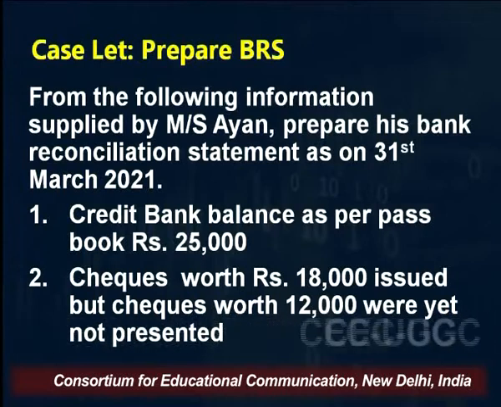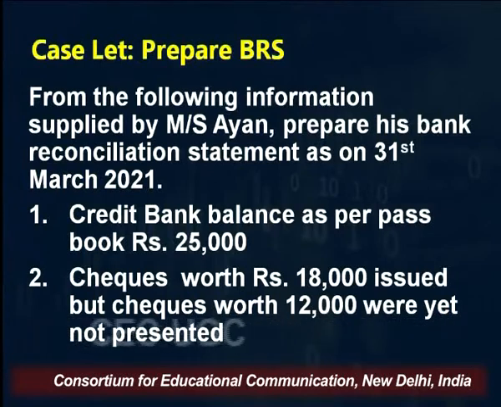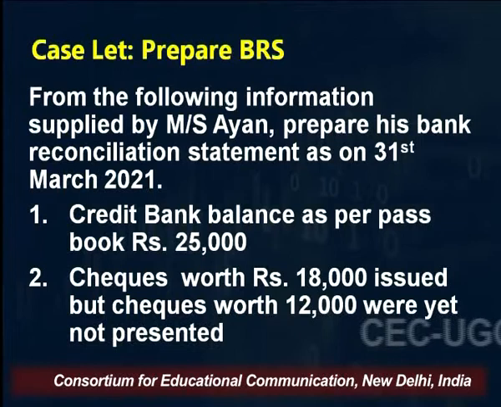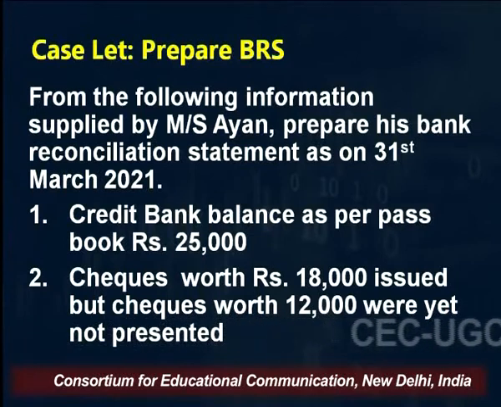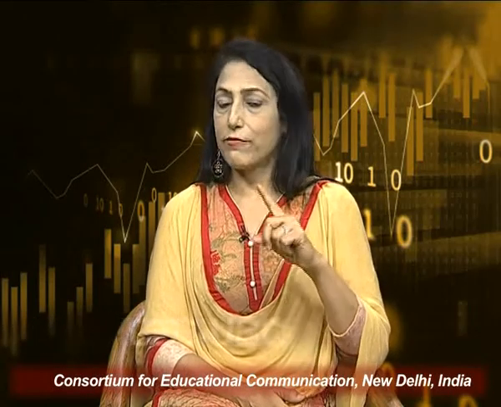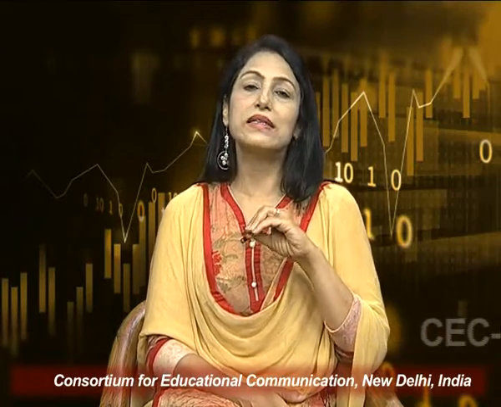The second transaction says checks worth rupees 18,000 were issued, but checks worth 12,000 were not yet presented. So, it's interesting, be very careful. In this statement, two values are given. The first value is that you issued 18,000 worth of checks to different people. Checks means more than one check, right?